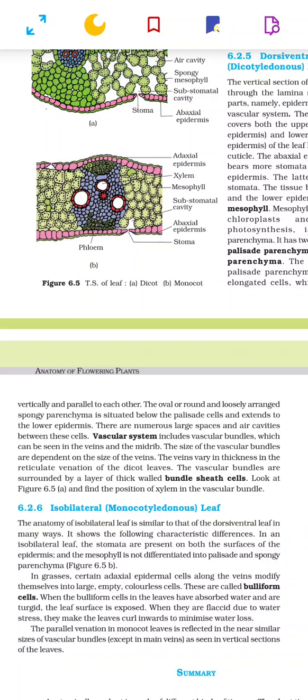In grasses, certain adaxial epidermal cells along the veins modify themselves into large, empty, colorless cells. These are called bulliform cells. When the bulliform cells in the leaves have absorbed water and are turgid, the leaf surface is exposed. When they are flaccid due to water stress, they make the leaves curl inwards to minimize water loss. The parallel venation in the monocot leaves is reflected in the nearly similar sizes of vascular bundles, except in main veins, as seen in vertical section of the leaves.